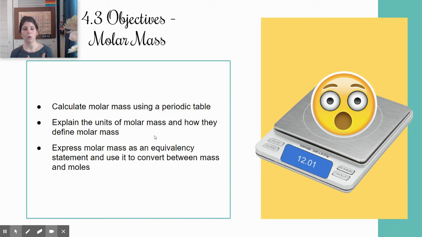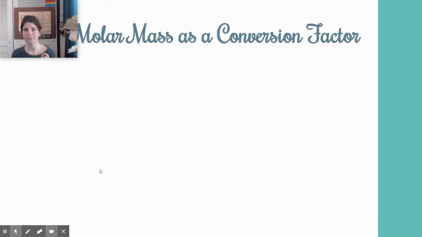You could have a mole of paper clips and a mole of gold bars. You'd have the same number of things, but the gold bars will have much more mass, and that's called molar mass. So being able to calculate it, talk about the units, and then use it as an equivalency statement, this is really what we're going to do today.